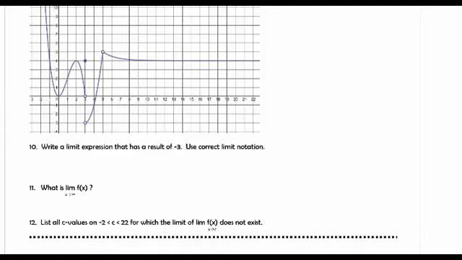Okay, they're asking us to, using the graph, write a limit expression that has a result of -3. The graph doesn't really ever get to -3, but it does approach -3, but just from one side, which is why I picked this problem. I want you to be able to remember that you have to specify that the graph is approaching -3. I'm sorry, the limit is approaching -3 specifically from the right side.